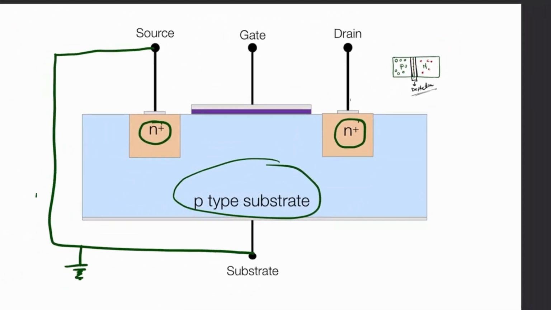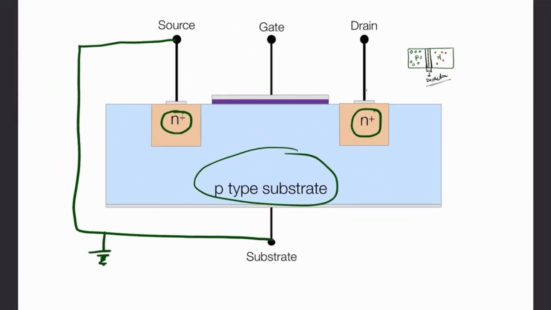We will see a similar kind of thing for the MOSFET also. So n-type and p-type are connected together, that means in this area we will see a depletion region. Similar for this side also.